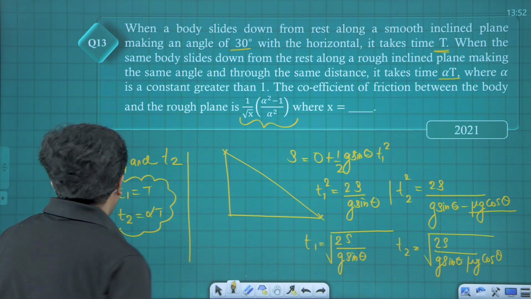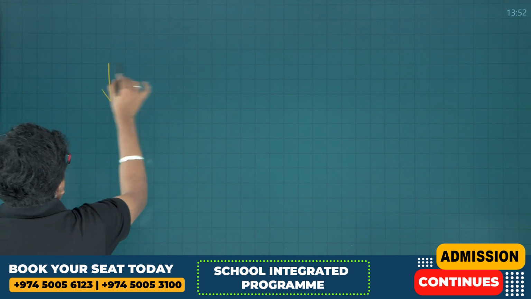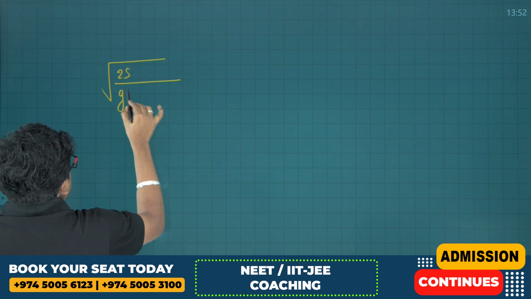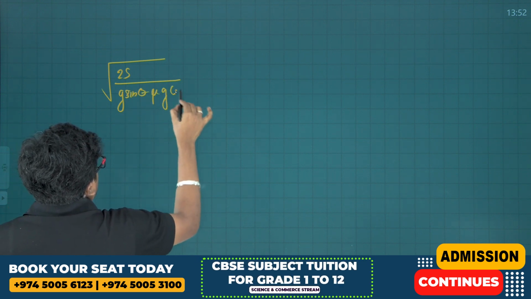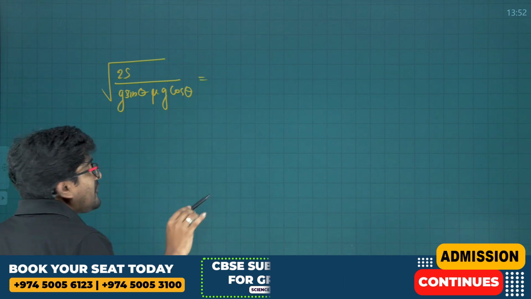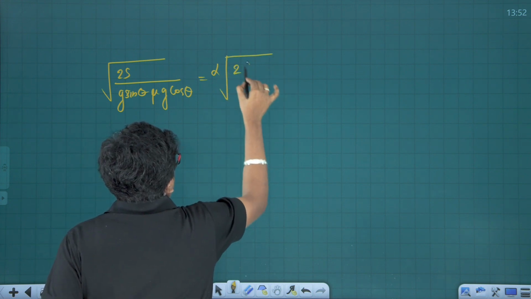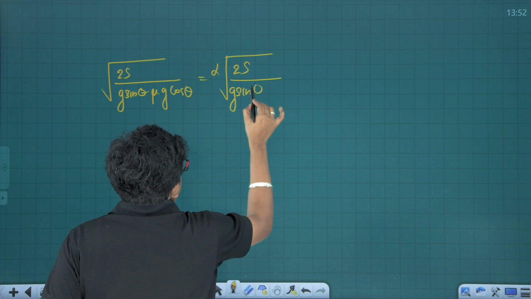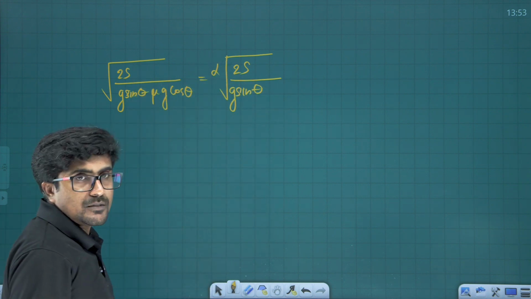Okay, so here what was T2? T2 we got as root of 2 times s upon g sine theta minus mu times g cos theta, and that is equal to alpha times T1, that is alpha into what was T1? Root of 2 times s upon g sine theta. Here this is T1 and here this is T2. Let me square both the terms.